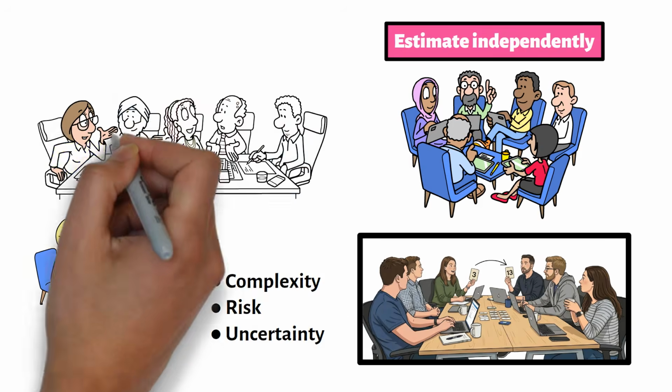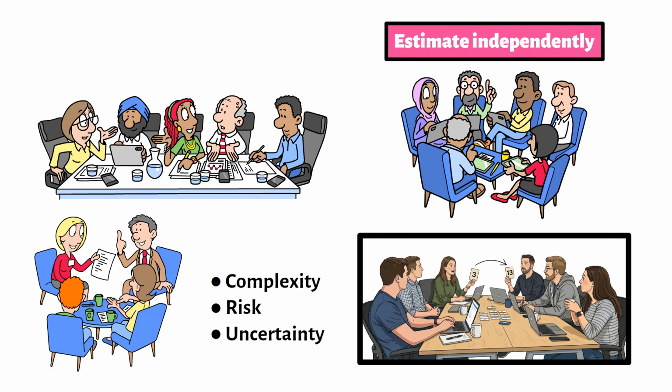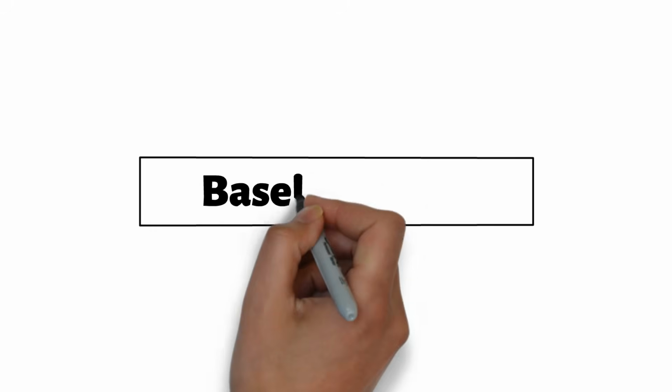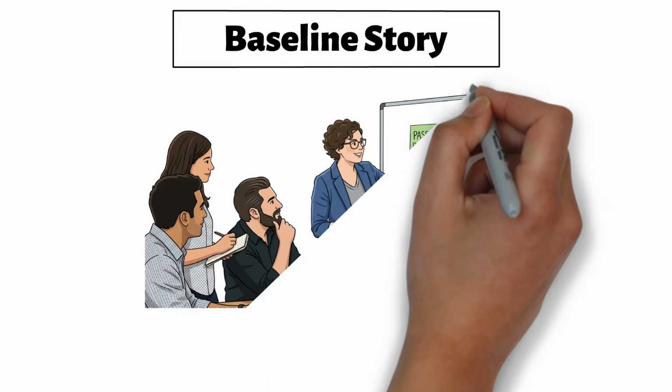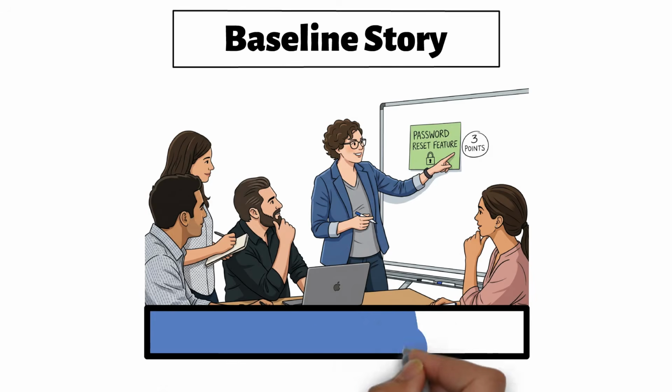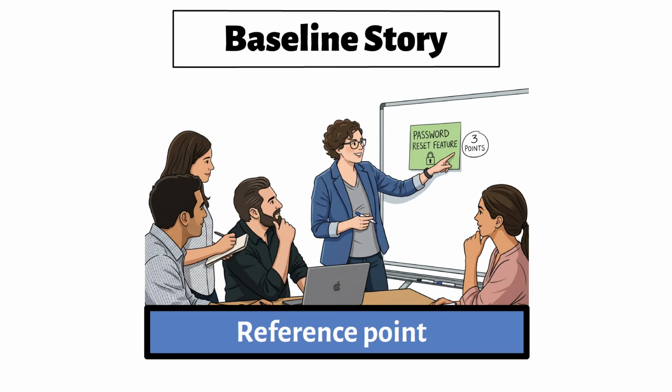The goal is not just to assign points. The goal is to create shared understanding. Let's make this more practical. Assume the team has a baseline story. A password reset feature has already been estimated as 3 story points. The team understands this story well, so it becomes a reference point.